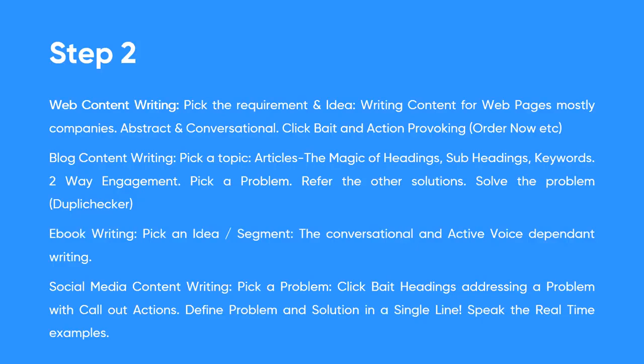The first one is web content writing. The second one is blog content writing. The third one is ebook writing. The fourth one is social media content writing. So basically: web content writing, blog content writing, ebook writing, social media content writing. So what is web content writing? Let us see one by one.